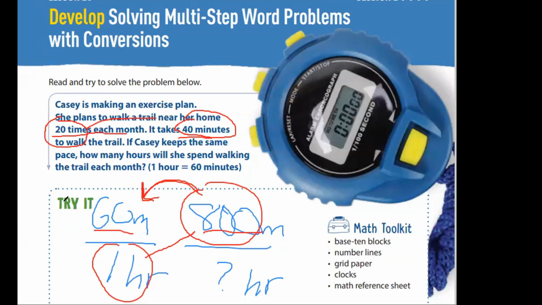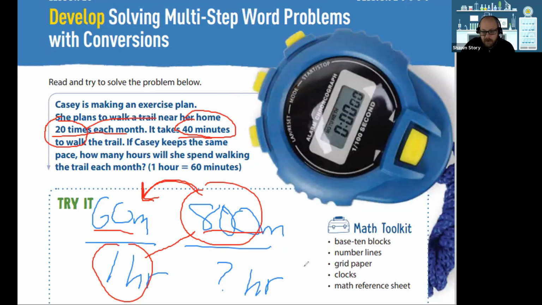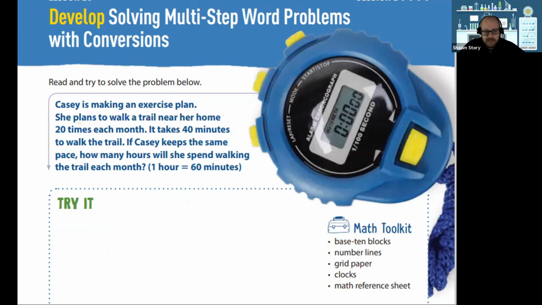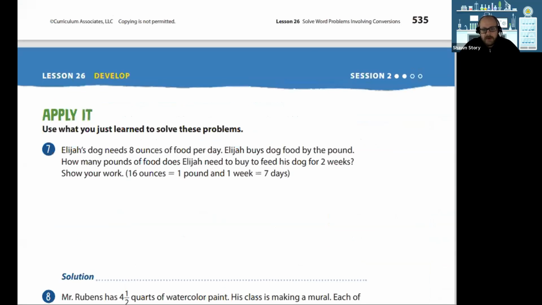I'm getting 13.3. Yep, that's what I'm getting too. 13.33. So it's going to take a little over 13 and about a third of an hour. So 13 hours and 20 minutes, more or less. 13.3 hours. Excellent. All right, I think we got 3 more questions.